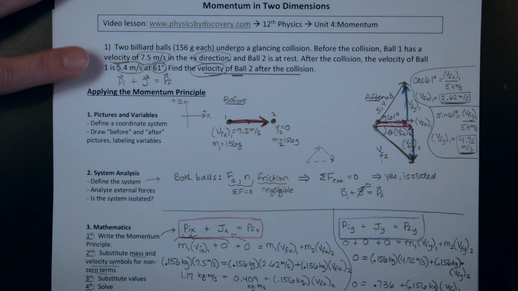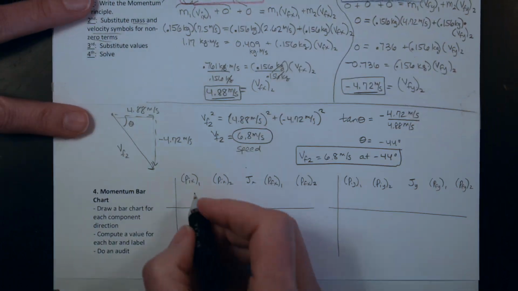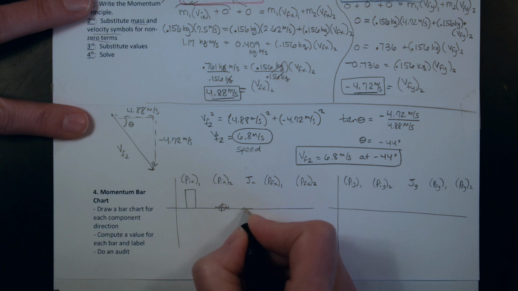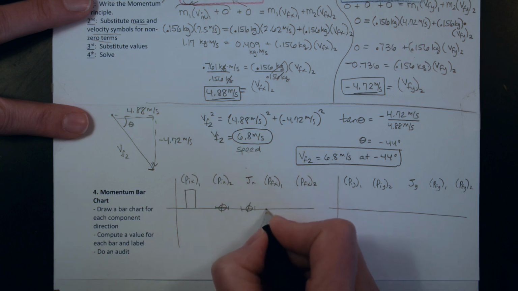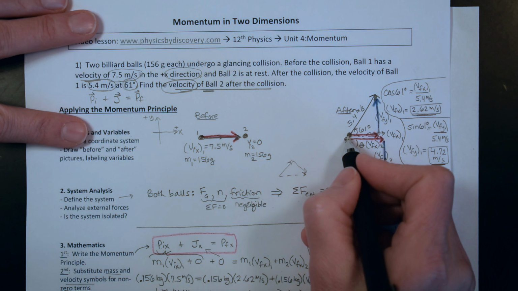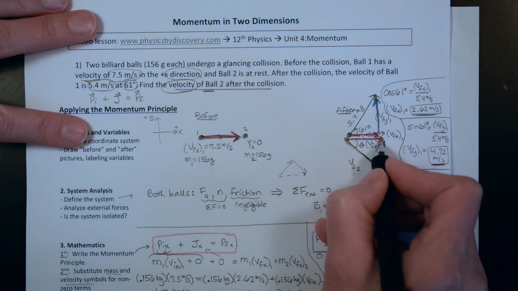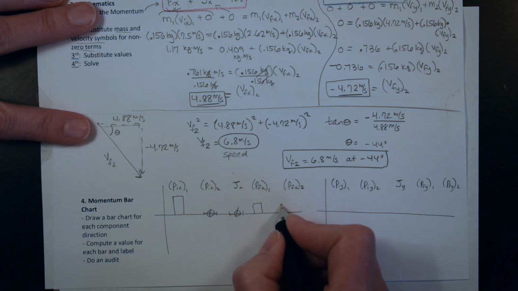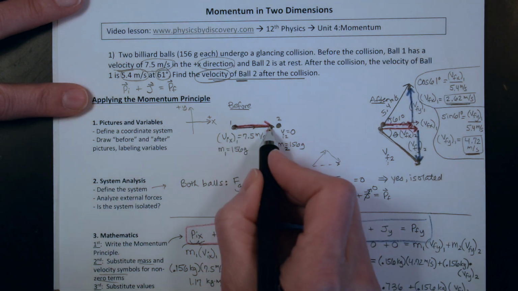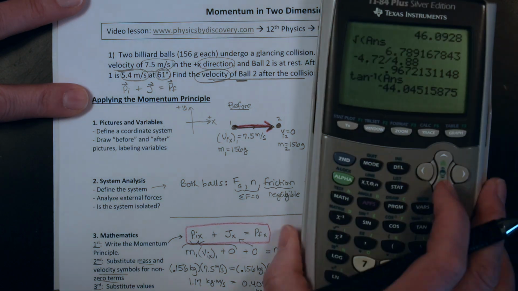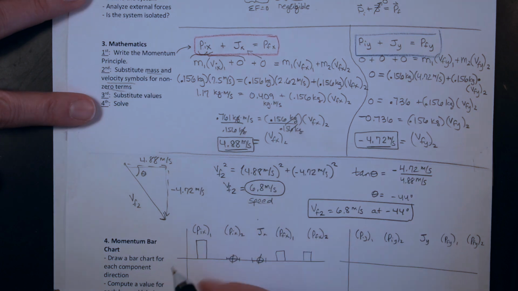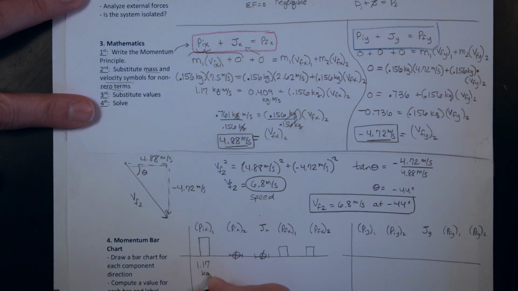So initially, 1 was moving horizontally, so it had a horizontal momentum, and 2 was not moving at all. There was no impulse. Afterwards, 1 was moving this way with a horizontal component that was positive, and ball 2 also had a horizontal component that was positive. So the initial x momentum for ball 1 is just going to be the mass times this number. So 0.156 times 7.5, which is 1.17, and positive, that matches our bar chart.